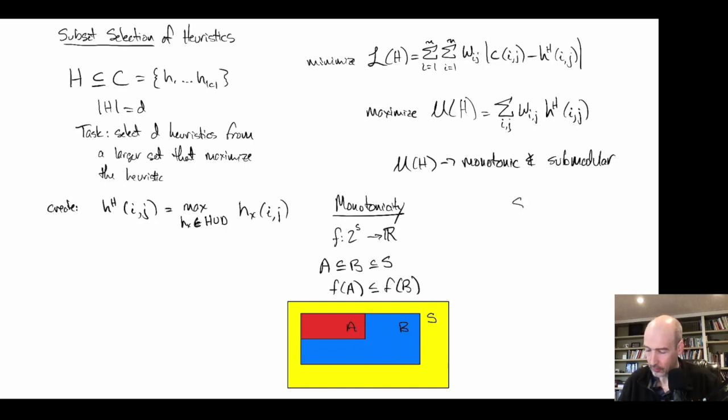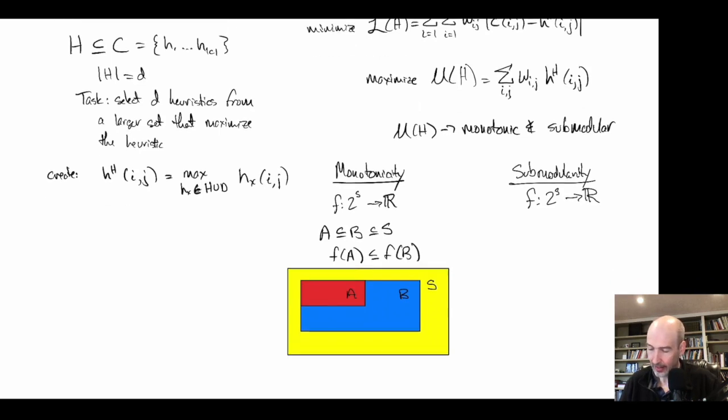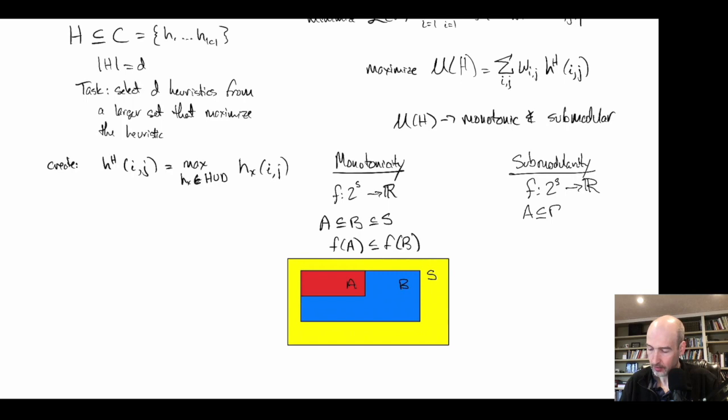And then let's look at submodularity. Submodularity is similar to this. Again, we have a function that is mapping from the power set to a real number. And again, we have A, which is a subset of B, which is a subset of the entire state space. But now we imagine that we have some X, and X is an element of the entire state space, but X is not an element of B.